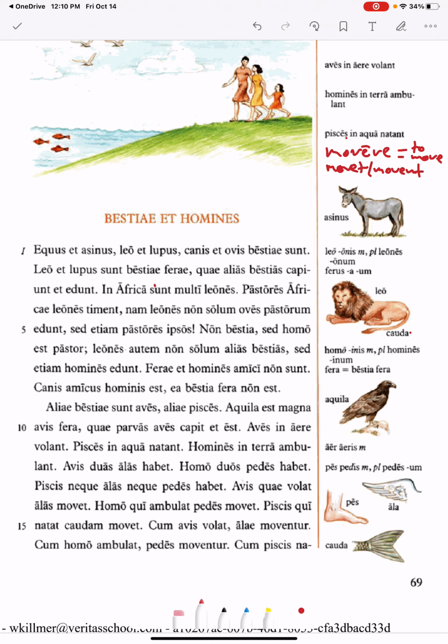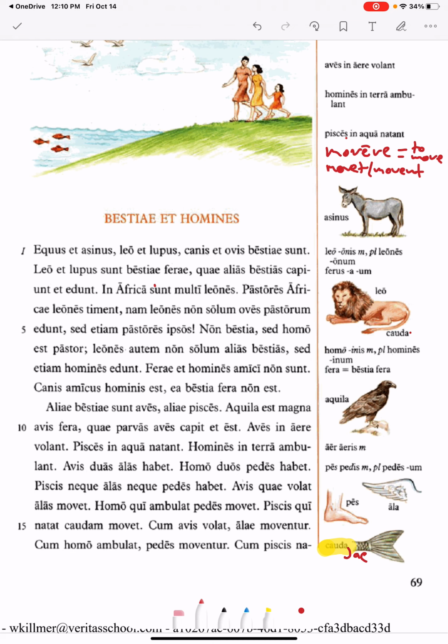So a bird which flies moves its wings. Homo qui ambulat, a human who walks, movet pedes, moves feet. Piscis qui natat caudam movet, a fish which swims moves caudam. And here you see cauda in the margin, which means, of course, tail. It's cauda, caudai, first declension, feminine. A fish which swims moves its tail.